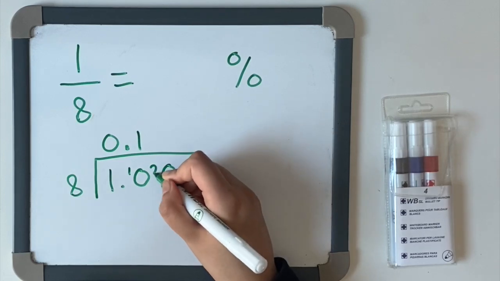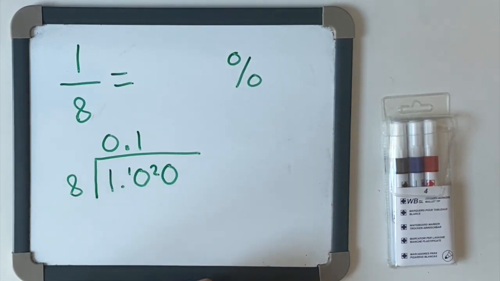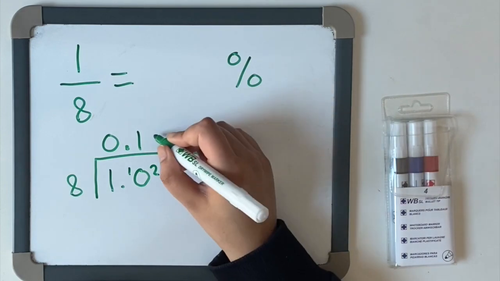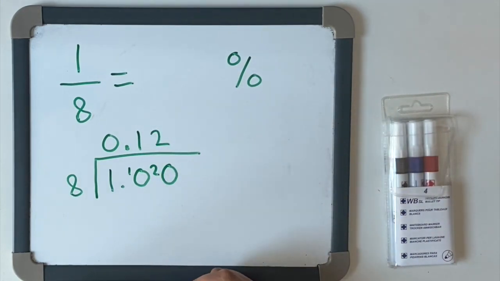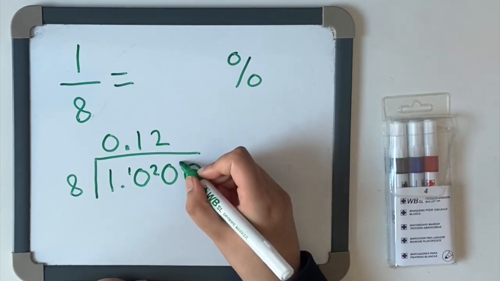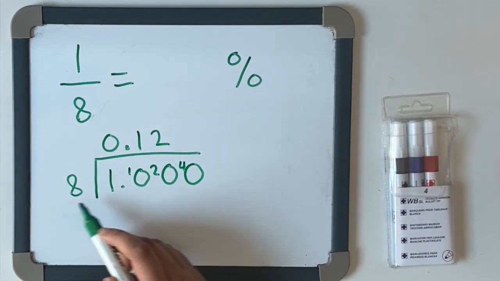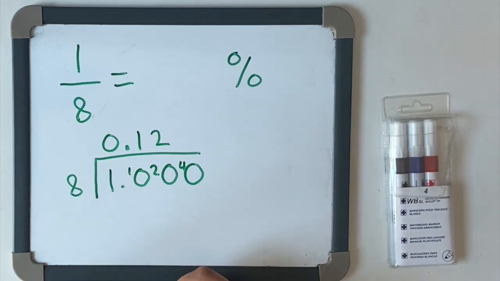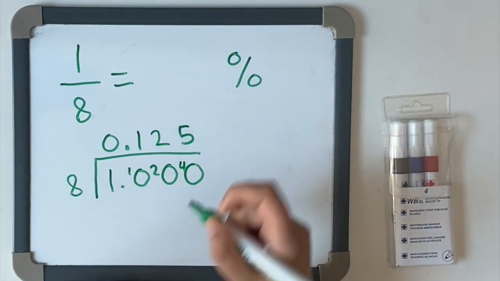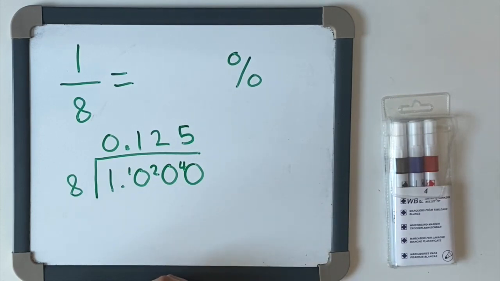So you carry the 2. How many 8s go into 20? 8, 16, it goes into it twice. What's left over? 17, 18, 19, 20. So that's 4 left over. How many 8s go into 40? 8, 16, 24, 32, 40. So that's 5. Now we've converted that into a decimal.